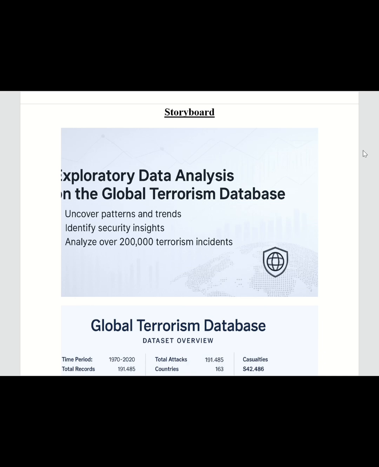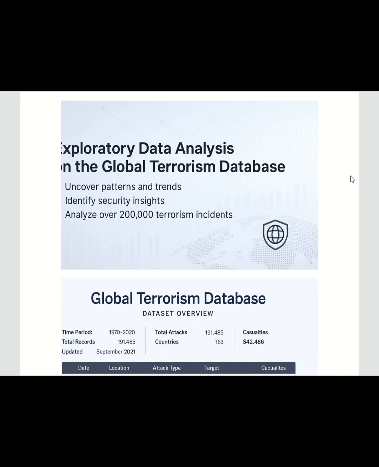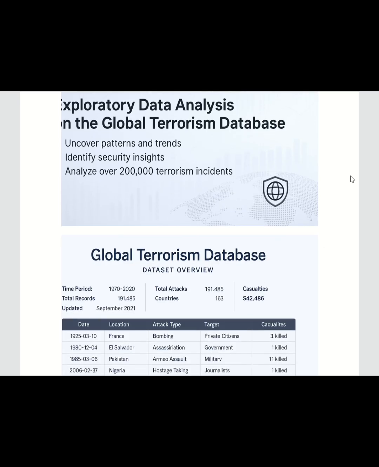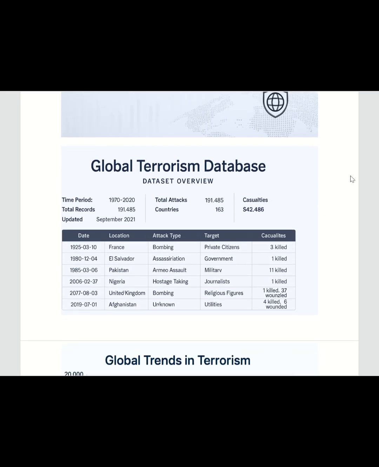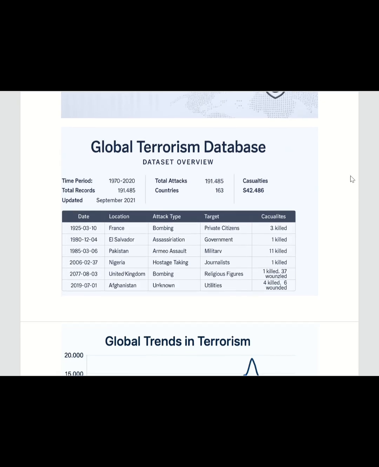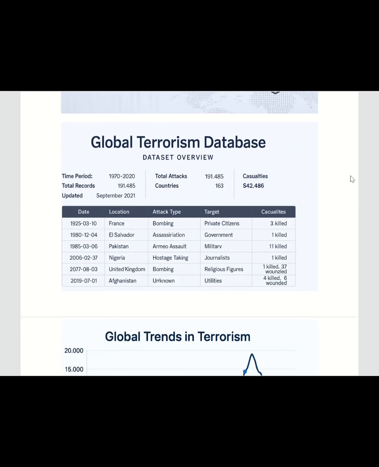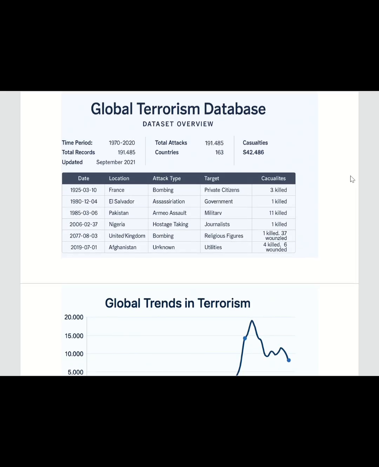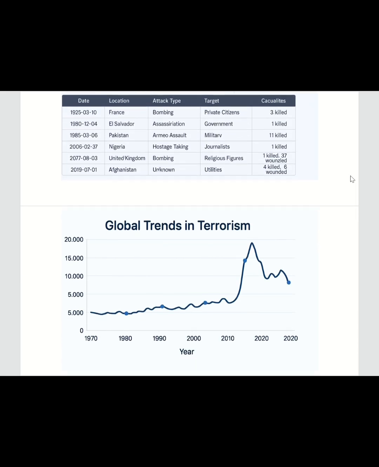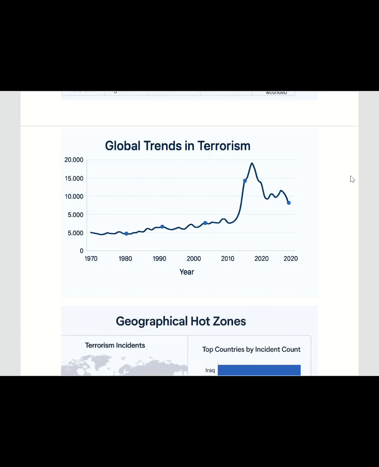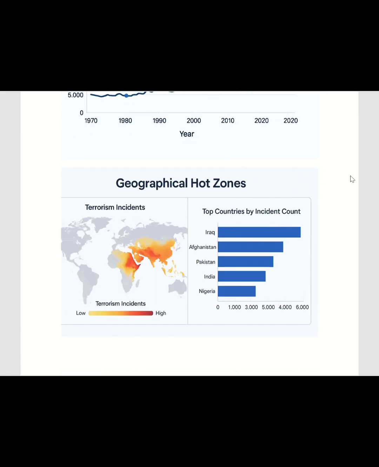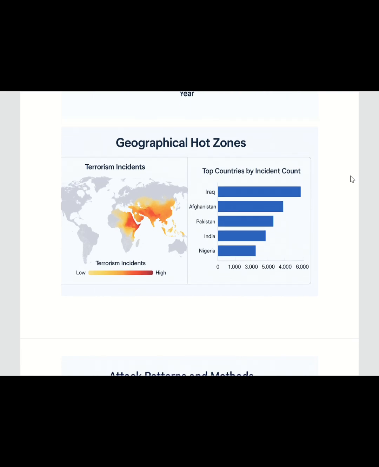Lastly, I have made a story dashboard of my whole project, where first I have shown the exploratory data analysis on the global terrorism database, which uncovers patterns and trends, identifies security insights, and analyzes over 2 lakh terrorism incidents. Then I have given some dataset overview of the global terrorism database, then global trends in terrorism by line chart, then geographical hot zones by bar chart, which shows top countries by incident count.